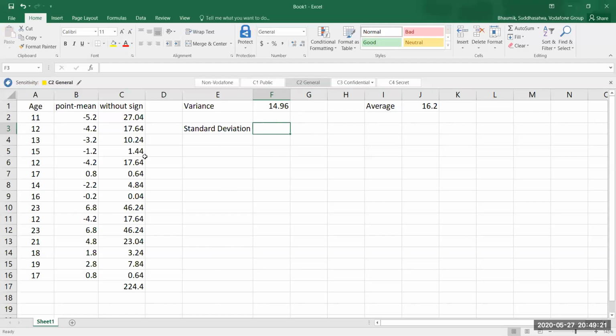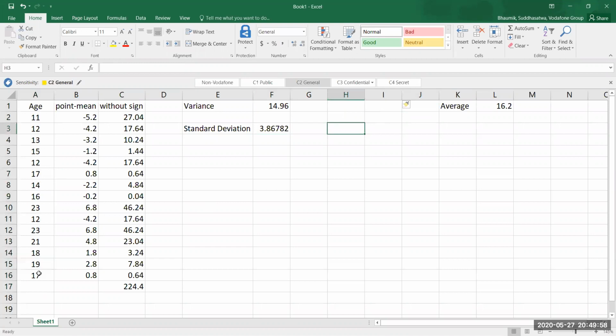So how do I find this out? I have done a square, right? So to correct that square, I simply take a square root of this and I get the standard deviation. So if I take the average, it is 16.2. On average, each and every point in this set is approximately 3.86 away from 16.2. It will not be exactly the same. Don't try to make it exactly the same.